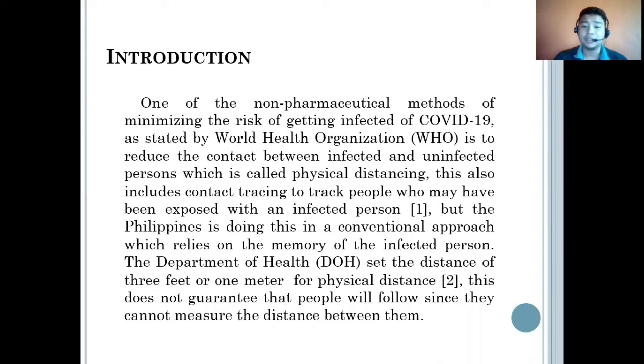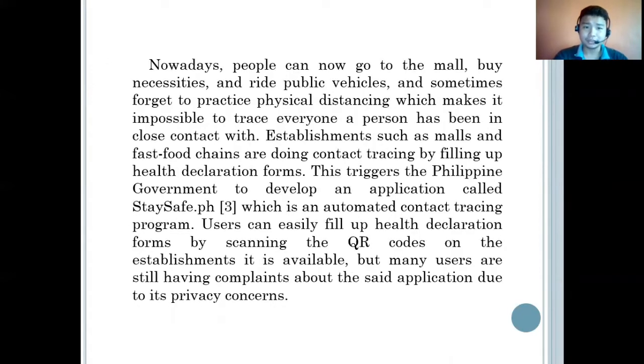But the Philippines is doing this in a conventional way, which relies on the memory of the infected person. The Department of Health or DOH set the distance at 3 feet or 1 meter per physical distance. This does not guarantee that people will follow it, since they cannot measure the distance between them with their naked eyes. Nowadays, people can go to the mall, buy necessities and ride public vehicles, and sometimes forget to practice physical distancing, which makes it impossible to trace everyone a person has been in close contact with.